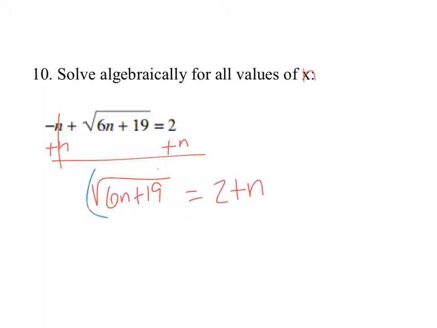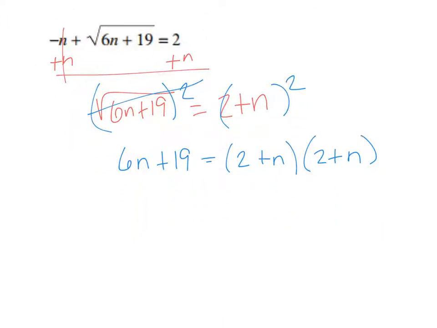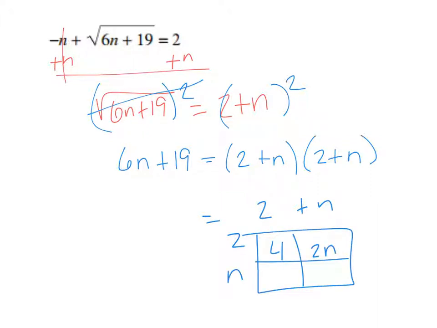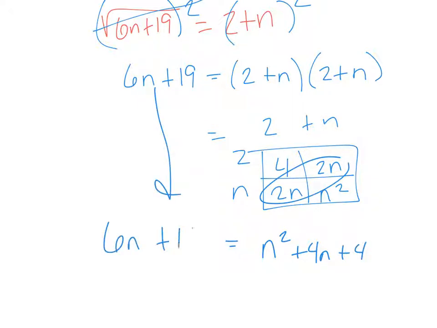Now that the radical is isolated, you can go ahead and square either side. These will cancel. You'll get 6n plus 19. You have to do the box method on this side. I am sorry, it is a binomial, so therefore you must do the box method, or FOIL. So I have 2 plus n and 2 and n. That gets you 4 and 2n and 2n and n squared. So that'll become n squared. You always want the highest exponent first. These will add to 4n and then plus 4. Bring this down. You get 6n plus 19.